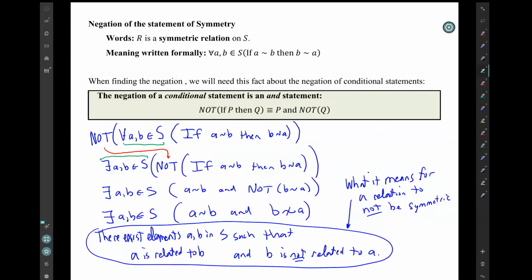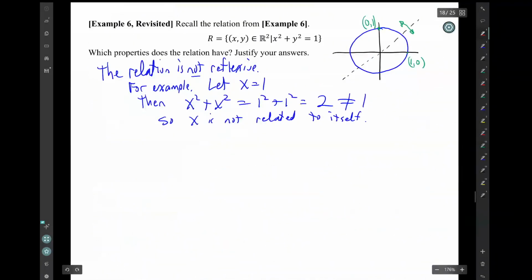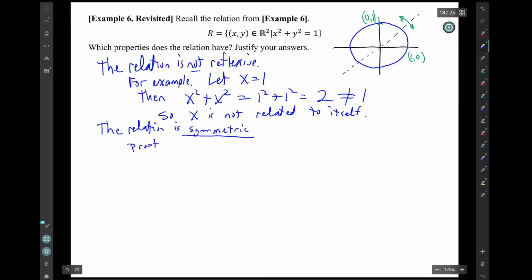The statement that a relation is symmetric is this statement: for all A and B in set S, if A is related to B, then B is related to A. So that's a universal conditional statement. We prove that using a direct proof. So the proof is going to be the direct proof format.